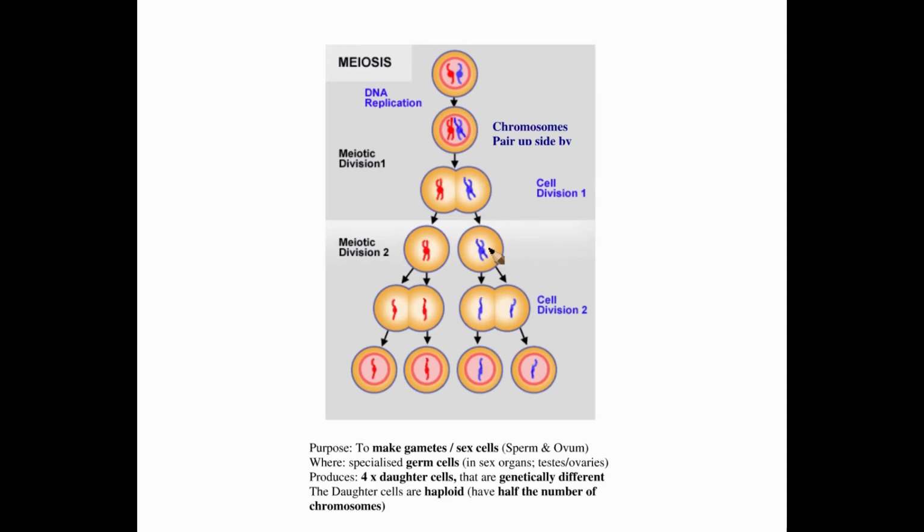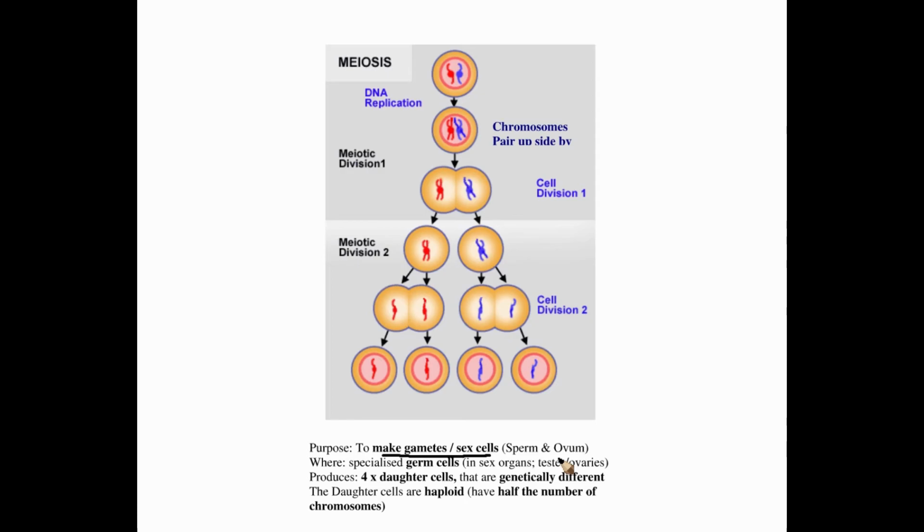So the key idea here in meiosis, the chromosomes line up in homologous pairs side by side. The pairs separate, and then there's a second division where each of those chromosomes is split into its chromatids, and we end up with 4 daughter cells. So the purpose of meiosis is to make gametes, or sex cells. So in humans, that's sperm and ovum.